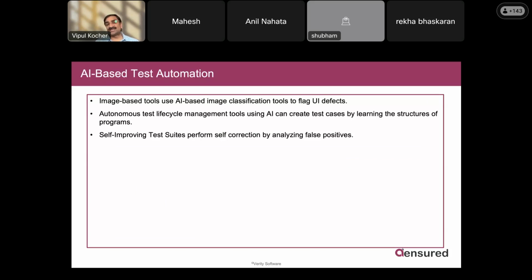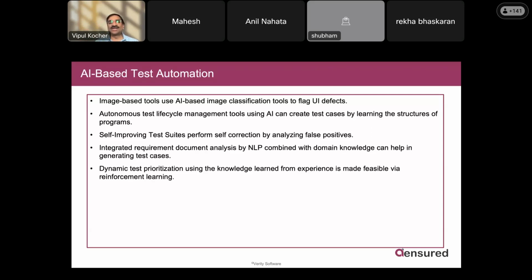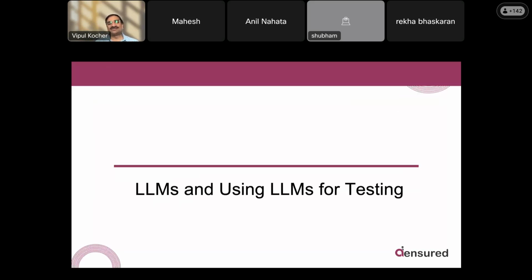You run test cases and you mark them as pass or fail based on the result, and you get a false positive which says it is a fail, but it is not actually a fail. So you tell the system, and then it improves and performs self-correction so that there are no more false positives. This is another example. Requirement document analysis using NLP, like ChatGPT, for example, can help you review the requirements, can help you generate the test cases, and we will see that very soon.